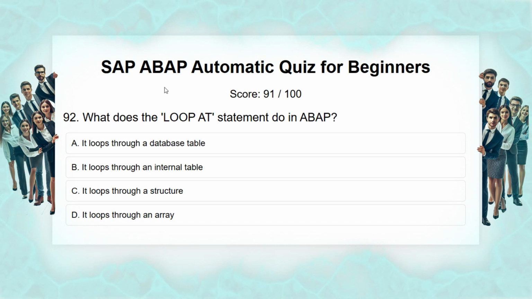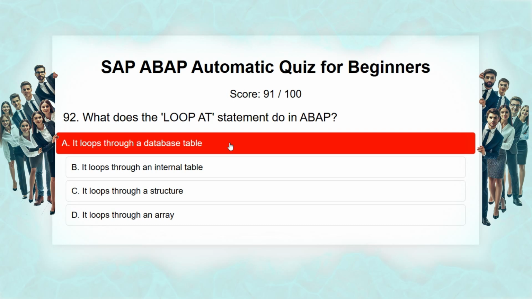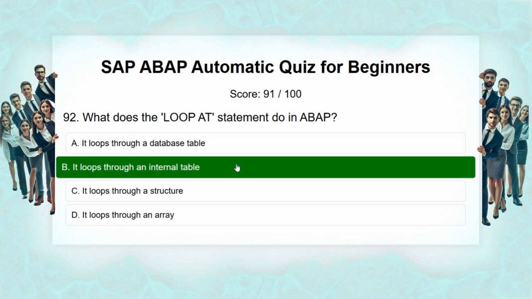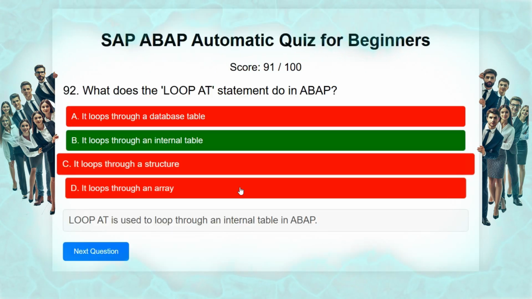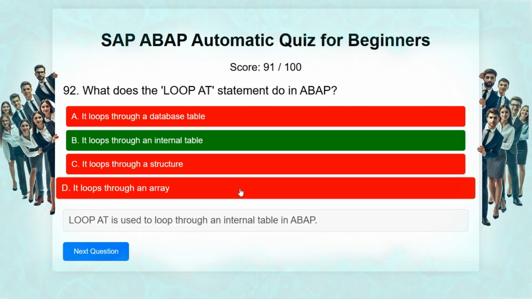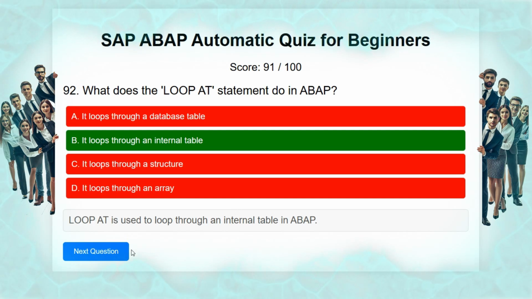92. What does the loop at statement do in ABAP? A. It loops through a database table. B. It loops through an internal table. C. It loops through a structure. D. It loops through an array. Wrong answer. Loop at is used to loop through an internal table in ABAP.